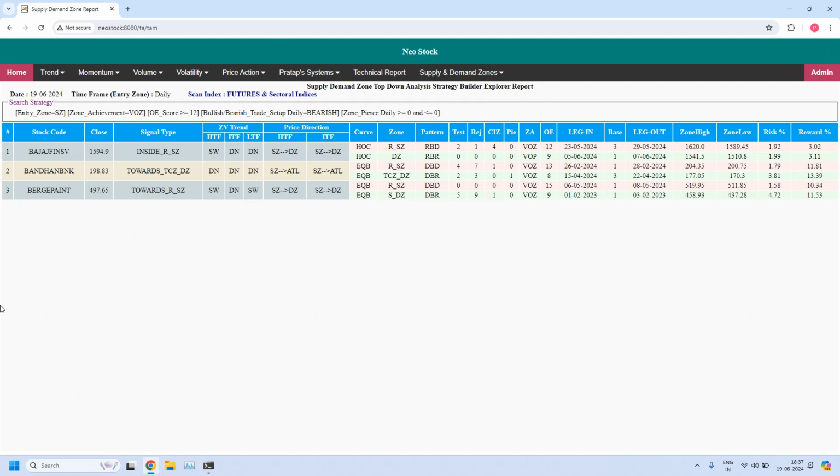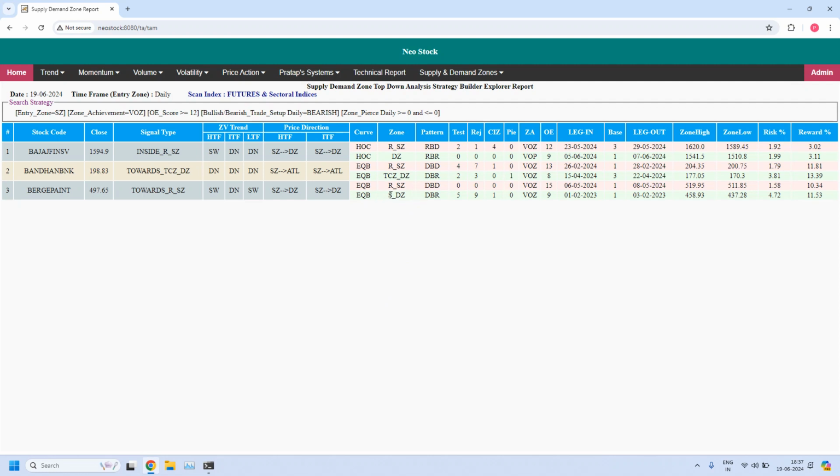These 3 are supporting bearish trade setup for monthly income trade. We have also seen a high liquidity zone here, already tested 2 times. Even one more, Bandhan Bank, is having a zone that has already been tested 4 times. Excellent.